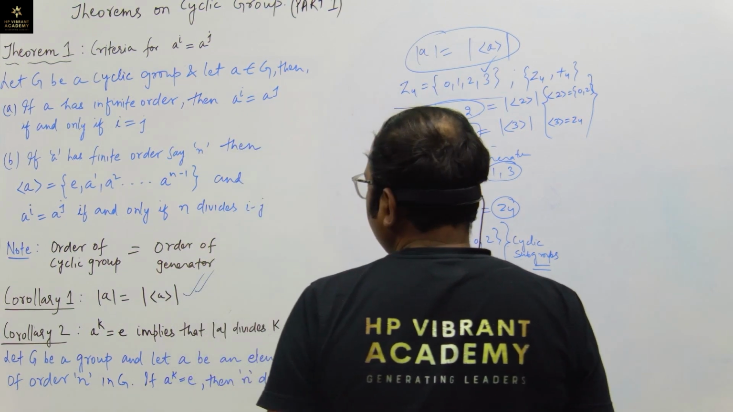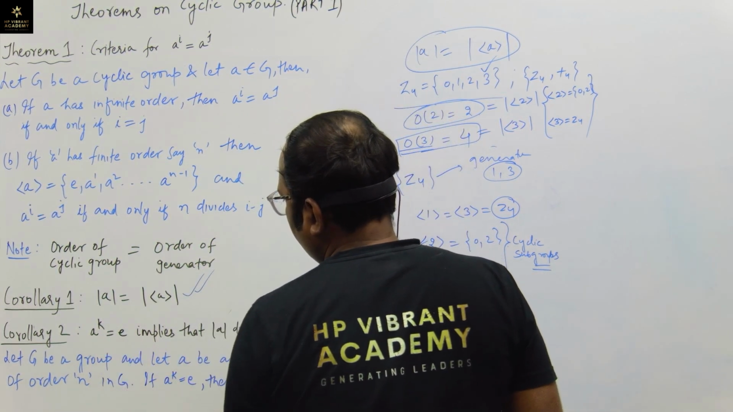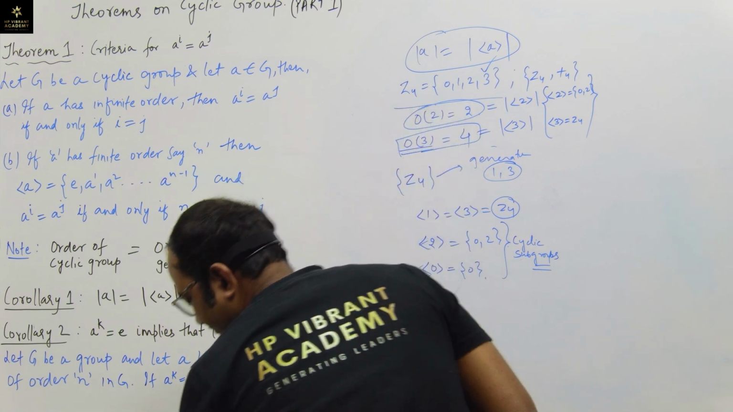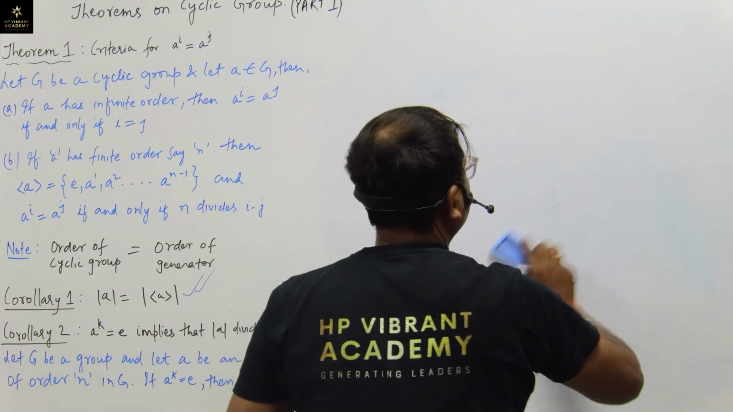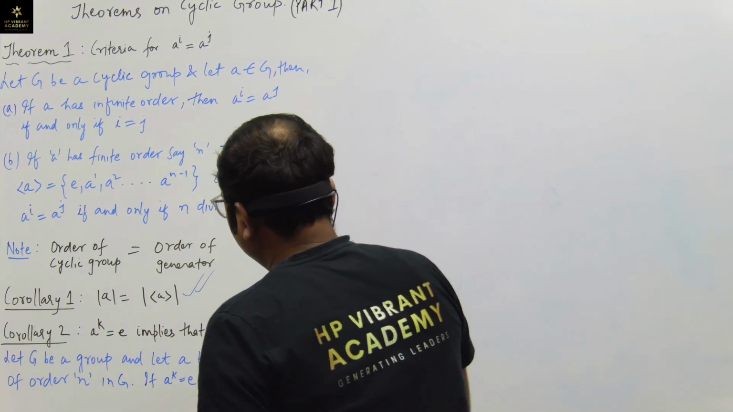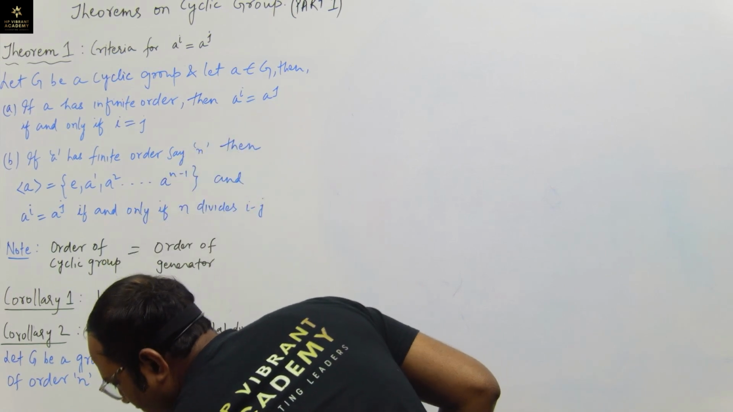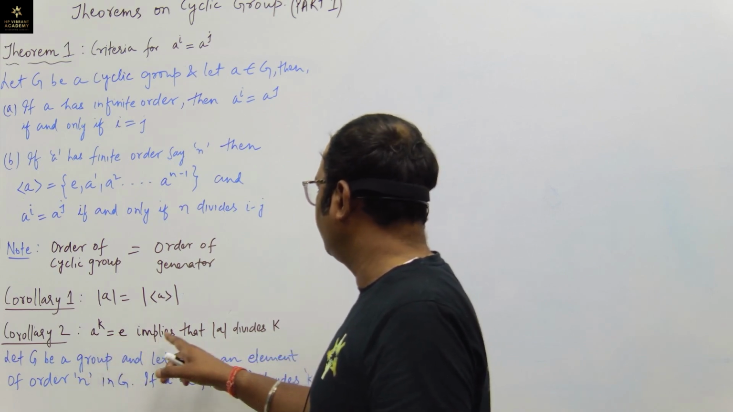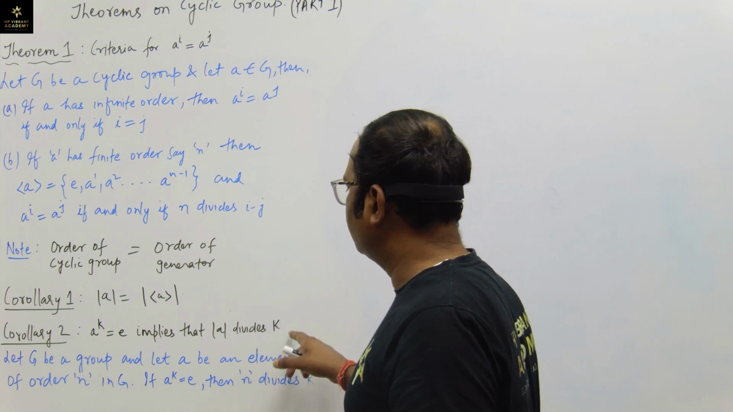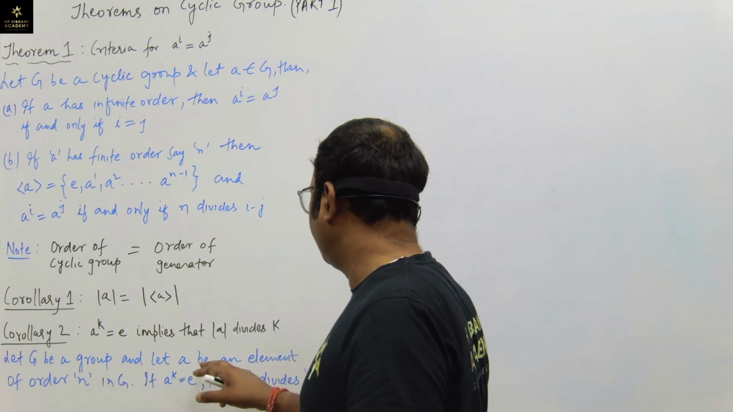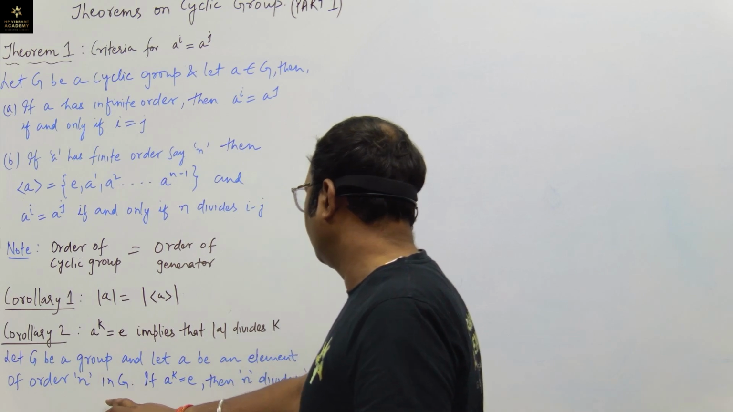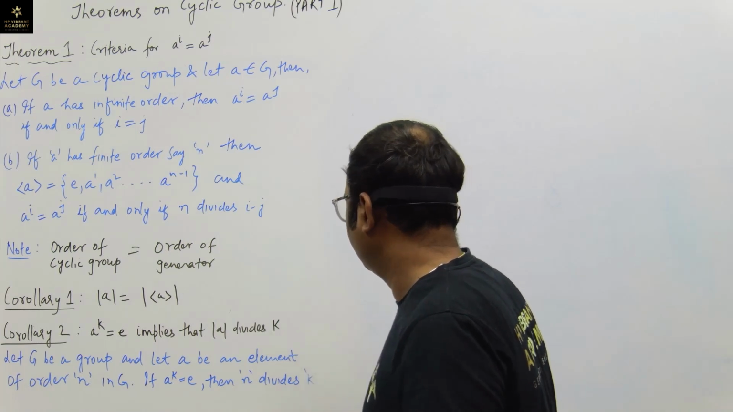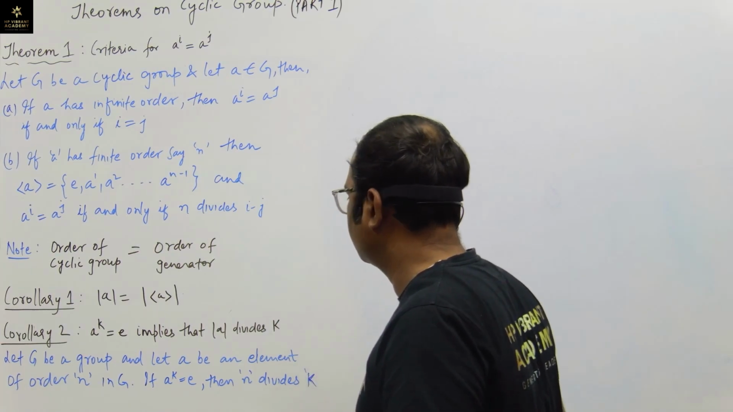Okay, now let us discuss this one. Corollary 2: a to the power k is equal to e implies that the order of a divides k. So we have a to the power k is equal to e implies that the order of the element divides k. Let G be a group and let a be an element of order n in G. If a to the power k is equal to e, then n divides k.